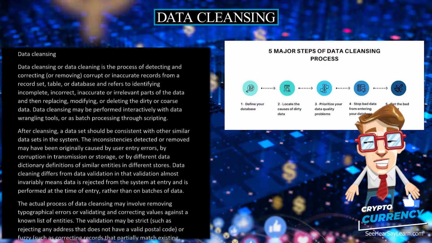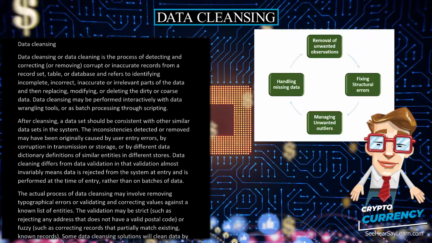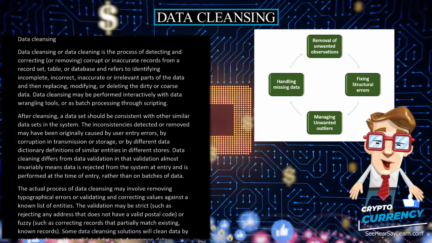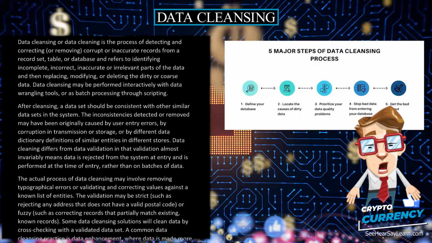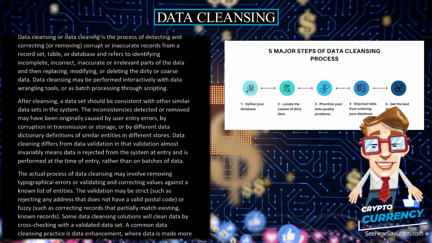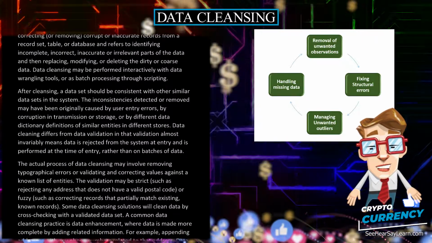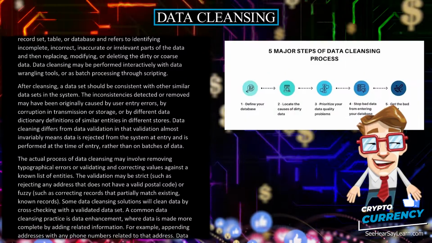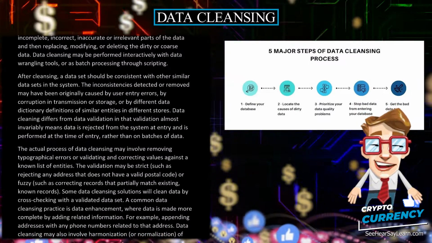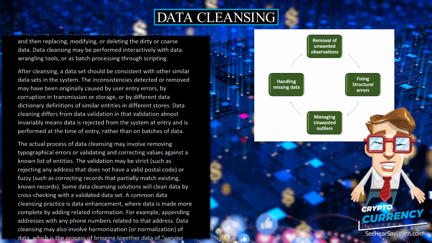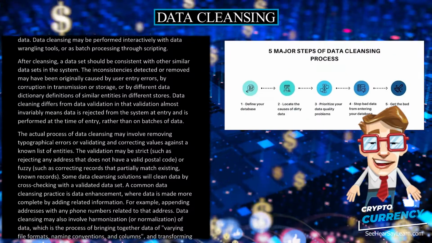After cleansing, a data set should be consistent with other similar data sets in the system. The inconsistencies detected or removed may have been originally caused by user entry errors, by corruption in transmission or storage, or by different data dictionary definitions of similar entities in different stores. Data cleaning differs from data validation in that validation almost invariably means data is rejected from the system at entry and is performed at the time of entry, rather than on batches of data.